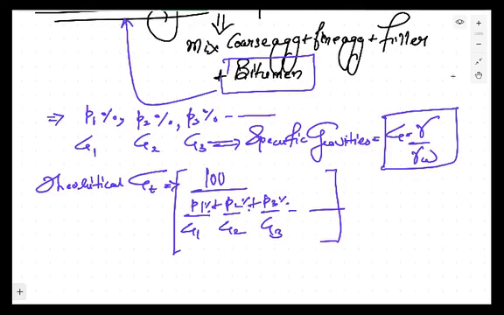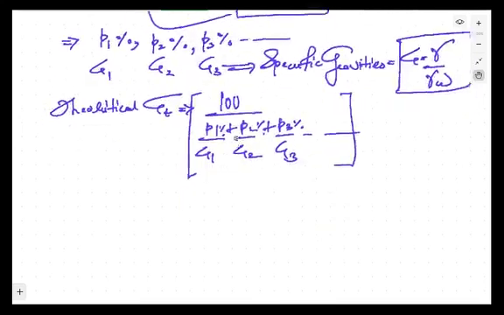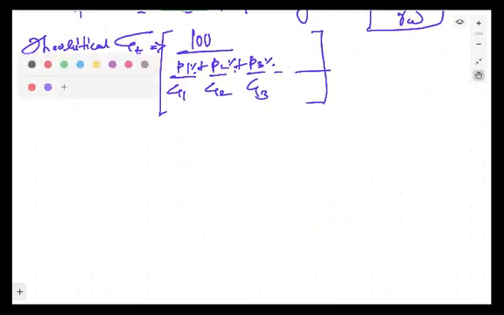If individual specific gravities and proportions are provided, then you consider the total proportion to be 100 and divide it by this value. This is the relation for the theoretical specific gravity. This is the first relation which you have to remember in this particular topic.